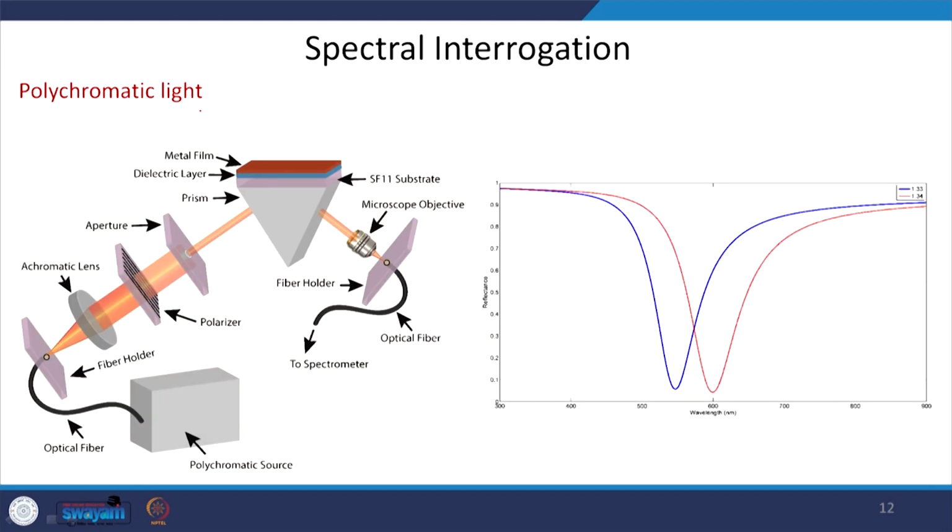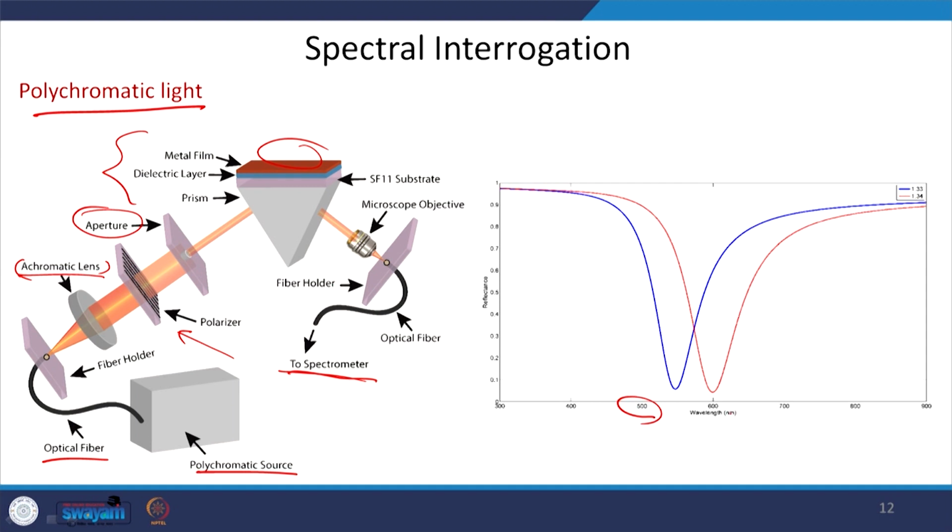The other way of doing that was using polychromatic light. You have a polychromatic source with an optical fiber, and the light coming through it can be collimated using an achromatic lens. You put a polarizer which gives p-polarized light. With an aperture you can control the width of the beam, and then it falls on this interface of metal and dielectric. You collect the light and it goes to the spectrometer. So, rather than measuring the angle, you measure the wavelength, and by measuring the shift in wavelength you can say how much change in refractive index occurred. So, there are these 2-3 methods. There are others also, which we will discuss in the next talk.